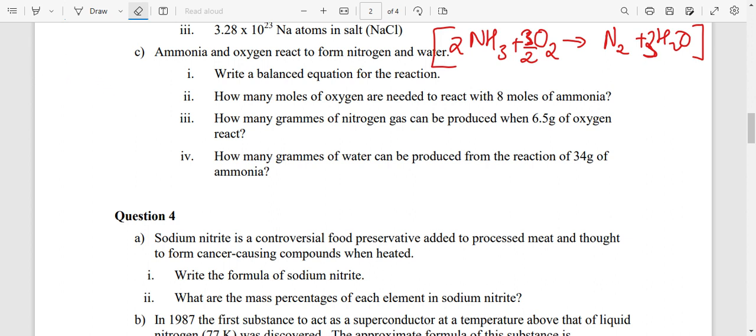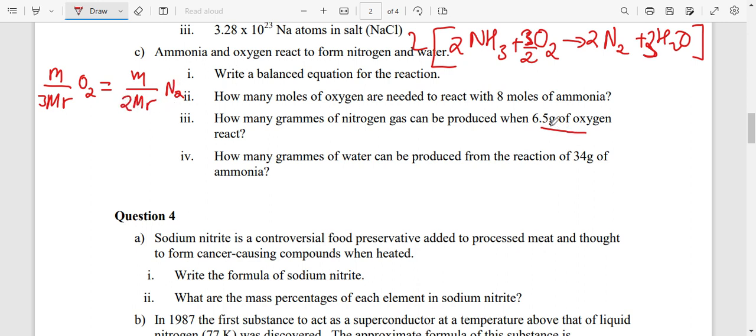How many grams of nitrogen gas can be produced when 6.5 grams of oxygen react? We want now the grams of nitrogen. So from the balanced equation, what are we burning? 6.5 grams of oxygen. So mass divided by the molar mass of oxygen. Now oxygen has a coefficient of 3, right? So I'm going to put a 3 in the denominator. That should be equal to mass divided by the molar mass of nitrogen. Now nitrogen has a coefficient of 2. Remember I multiplied the equation by 2. So we are going to put 2 in the denominator.